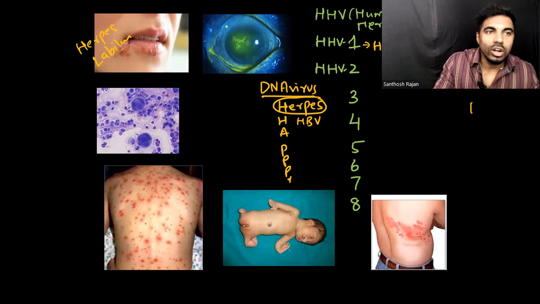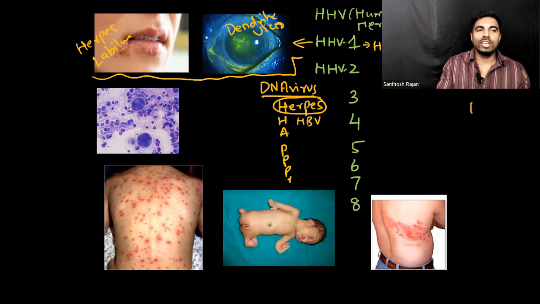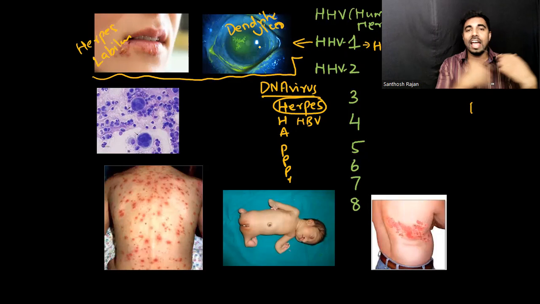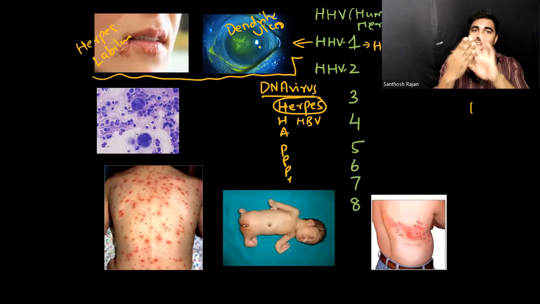Which disease does this cause? Herpes simplex virus 1. That's why I brought this picture. You can expect this question; they can give you this picture and ask what causes it. Not only herpes labialis and the dendritic ulcer, it also causes herpes gladiatorum, seen in wrestlers, who get it around the chest because of wrestling. And it also causes herpetic whitlow, when you have this herpes rash on the fingers. That can be a rare question, but you have to know.